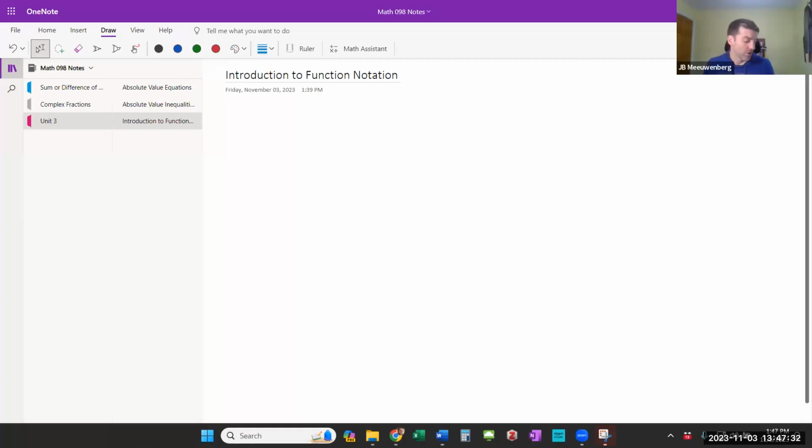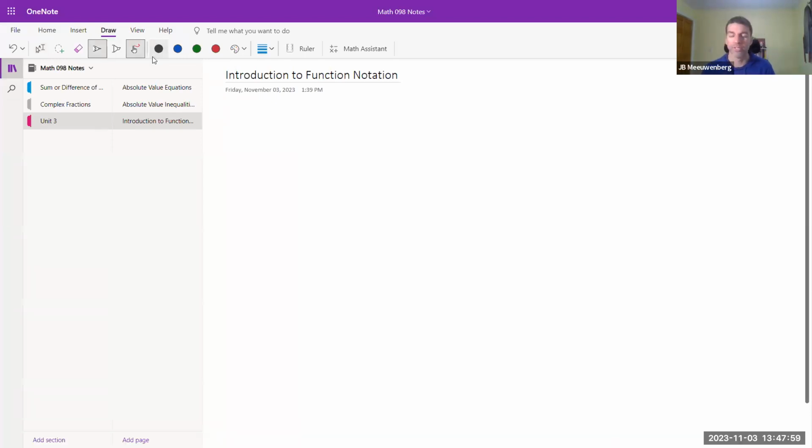We are now going to talk about functions. We could spend an entire semester talking about functions. We are not going to do that. All we are going to do is introduce you to the idea of functions and specifically the notation of what functions look like. So we have explored and looked at equations.